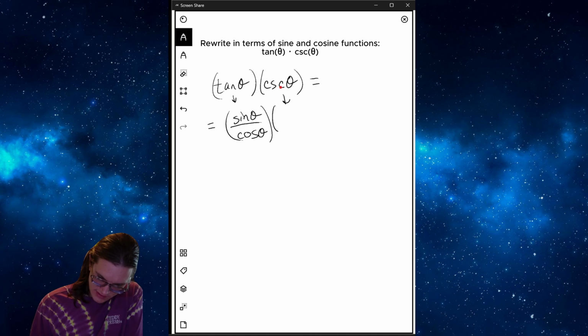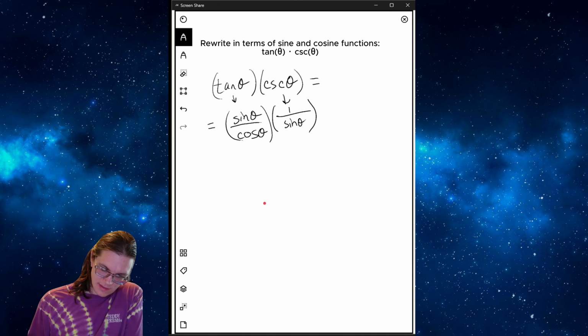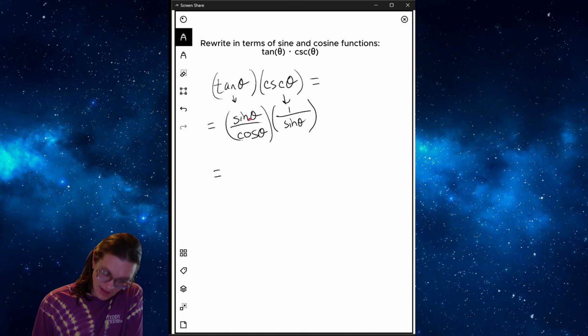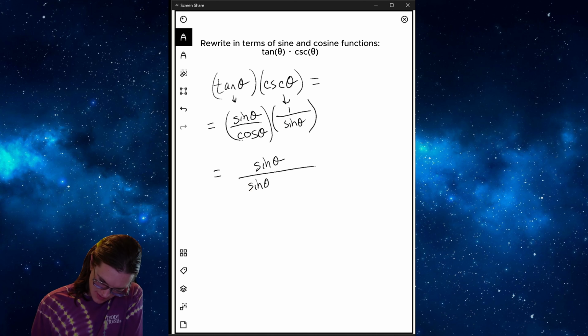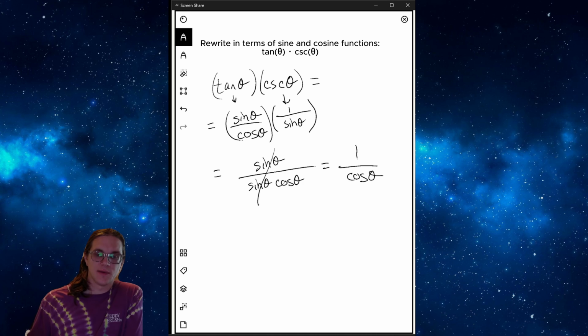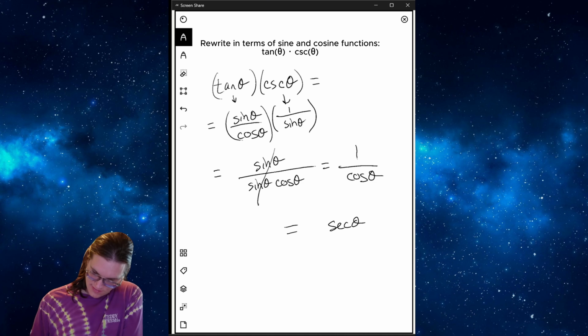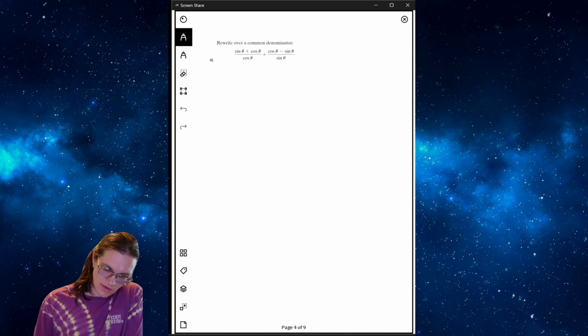And cosecant is which one? 1 over sine, right? It just says rewrite, but then you'd want to reduce this. So that's going to be sine multiplied by 1 there. A cosine's multiplied by sine on the bottom. Sine and sine cancel, so you have 1 over cosine. That could be your final answer, or that's also the same as secant of theta. These are both true.